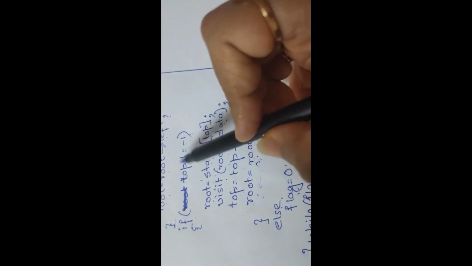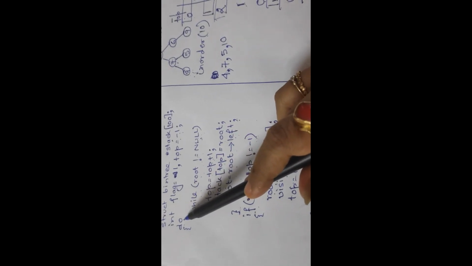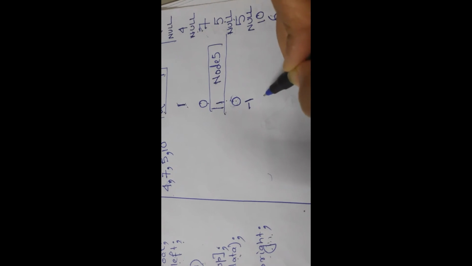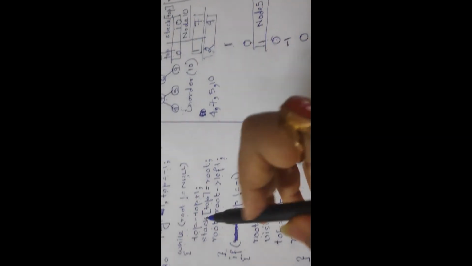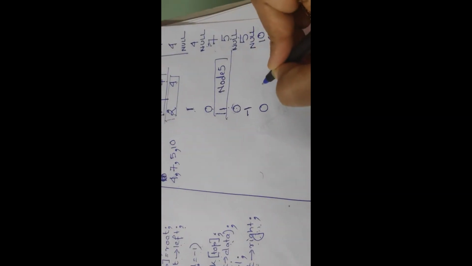Right? Now again, since this if condition has been executed, else part does not work. While flag is still 1, so it is true. We go back, we enter the do loop. While root not equals to null, root value is 6, so it is not equals to null. We enter the while loop. Top is equals to top plus 1. So the top value becomes 0. And stack top is equals to root. So stack top becomes node 6.